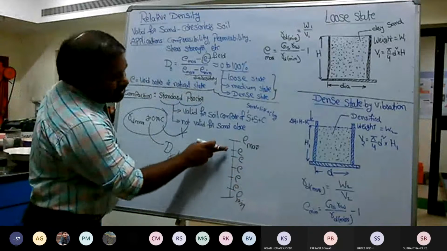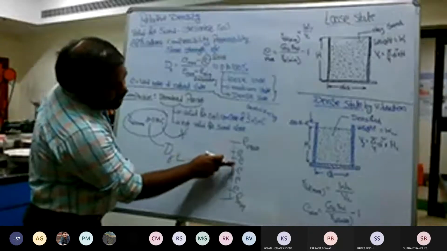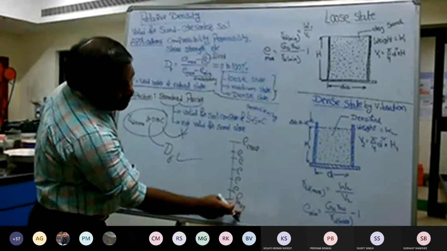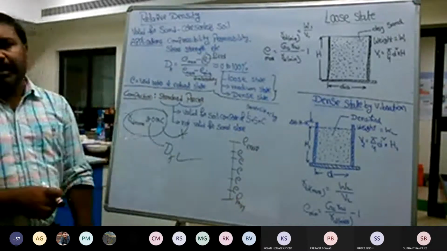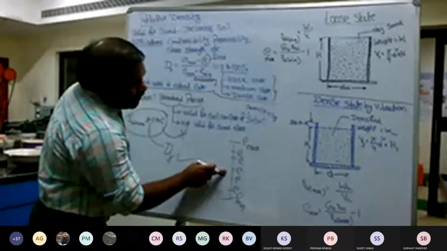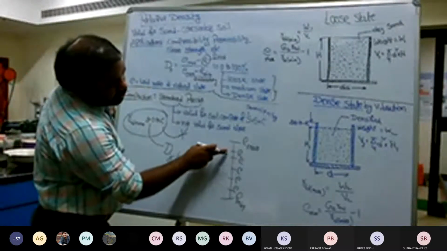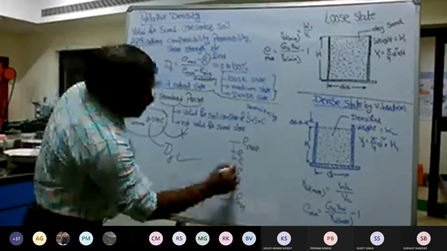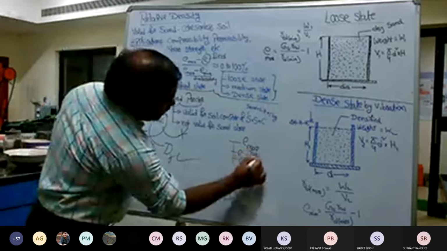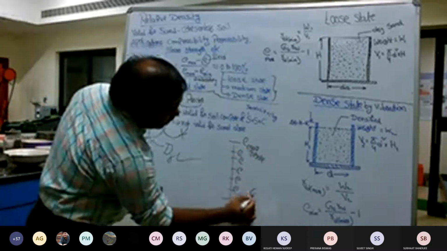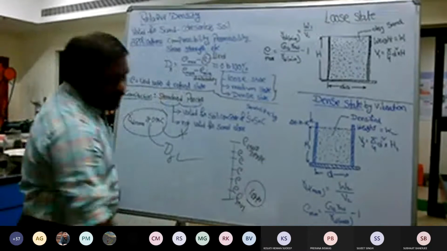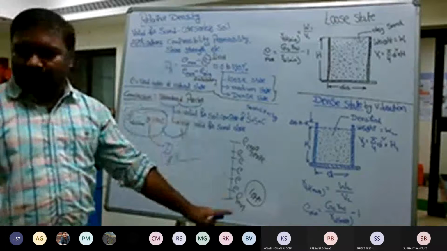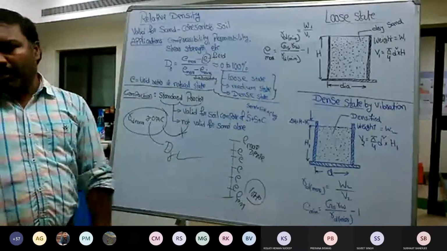Now, relative means you are comparing the field void ratio with respect to the maximum and minimum states. That's why it is called relative density. Depending upon this e value, whether it is close to e max or close to e minimum, we can designate that the material is in a dense or a loose state. This is how the measure Dr is applied in the field to understand the state of the material.